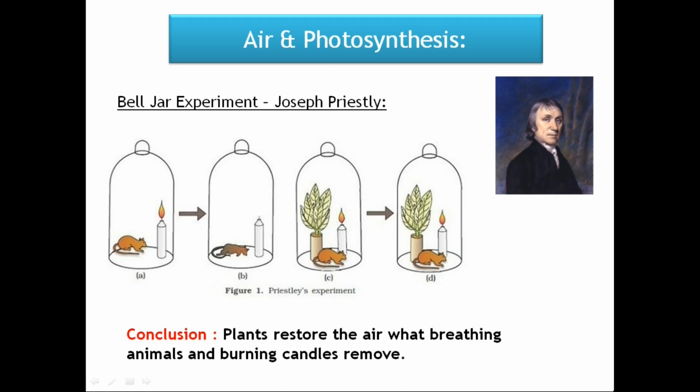Here, what do you mean by gaseous exchange? That means plants take carbon dioxide as well as oxygen also. What for oxygen? Like animals, plants also require oxygen for their respiration. So they take oxygen for respiration and they take carbon dioxide for photosynthesis.